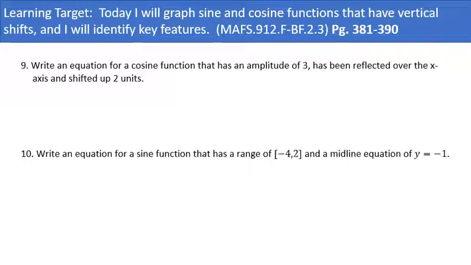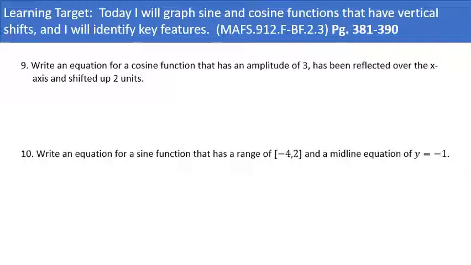Okay, 2 more equations. These look hard, but all of these problems have little breadcrumbs of clues in there. And as long as you can recognize the clues, you should be okay here. All right, so look at number 9. It says write an equation for a cosine function that has an amplitude of 3. It's been reflected over the x-axis and shifted up 2 units. We're going to take this one piece at a time. All right, so we're going to write an equation. So we're thinking equal sign, y equals.